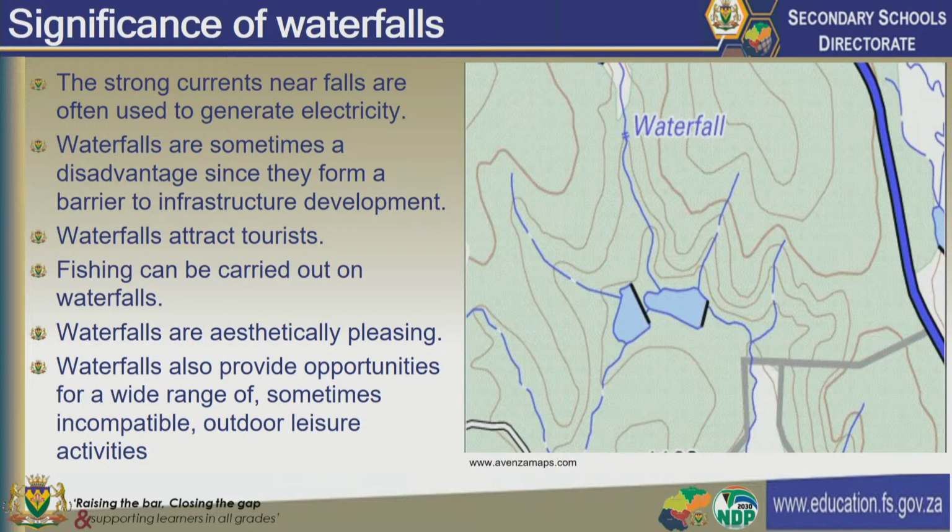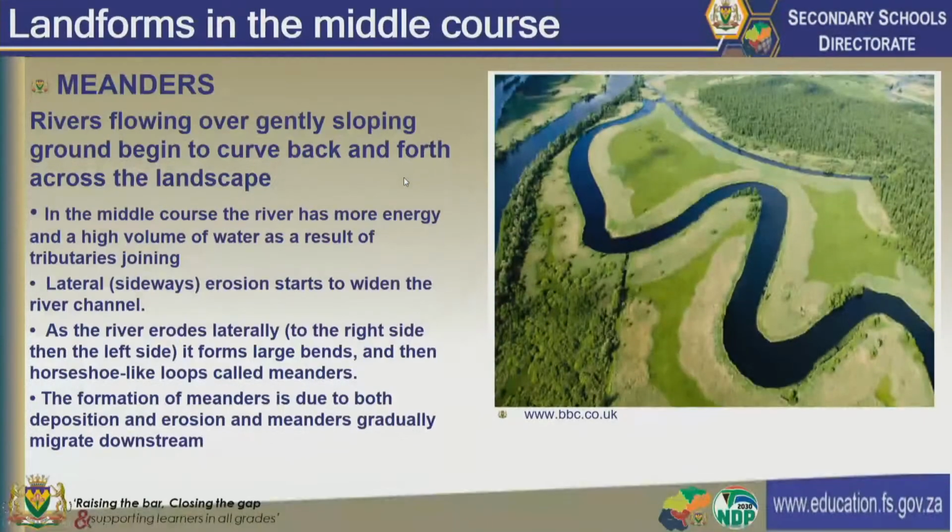What I did here, grade 12s, I asked, how do you identify a waterfall on your topographic map? Very importantly, you see the symbol there, and then there's your river, and look at that symbol, it says it's a waterfall. I think we should move on. Moving on, we're looking at landforms that are found in the middle course.